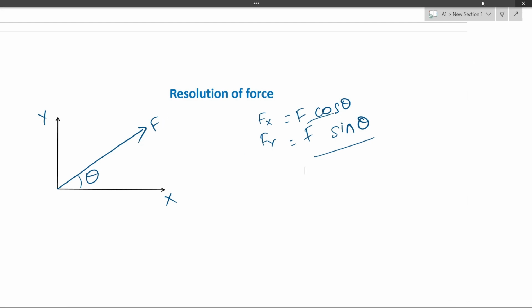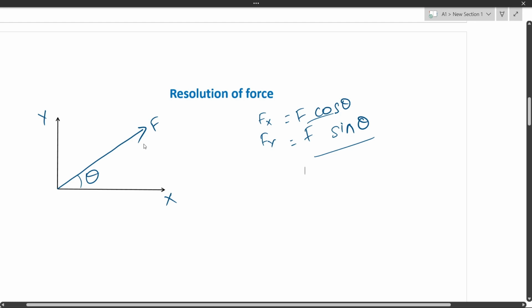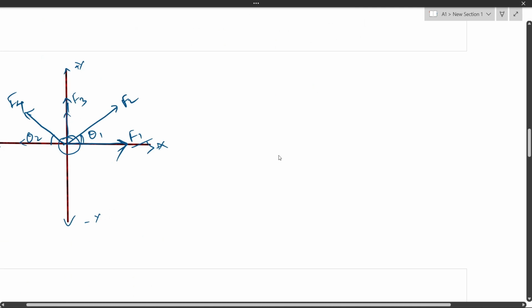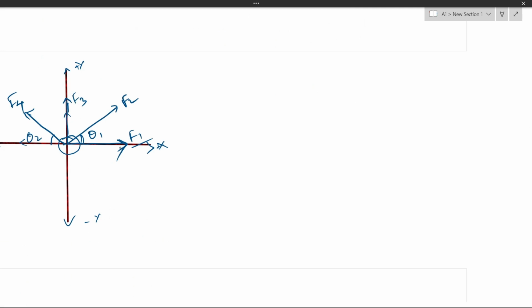So the resolution of force means that a force acting at an angle to x and y has two components, Fx and Fy. The value of Fx is F cos theta, the value of Fy is F sin theta. Why is it necessary? If you see that four forces are acting and we want to convert them into one force, the resultant force, we should find the resolution of force first. For this and this we need to find the resolution of force.